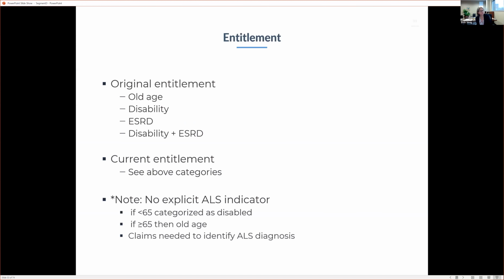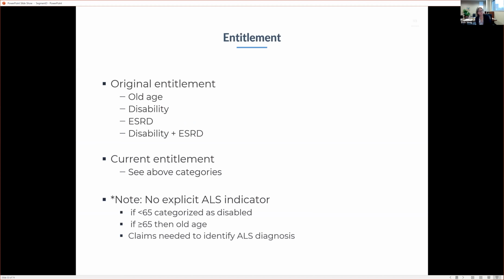The entitlement information. Now we're going on. So the entitlement variables can be useful. First of all, we've got a field called original entitlement, and the original entitlement field has values old age, disability, end-stage renal disease, and disability plus end-stage renal disease. And then current entitlement is the same.